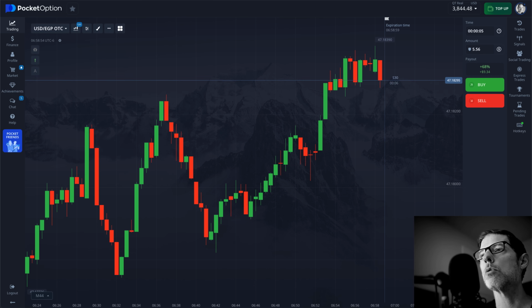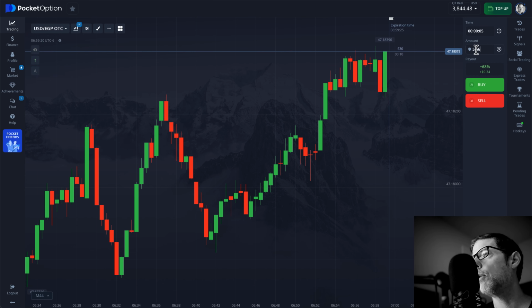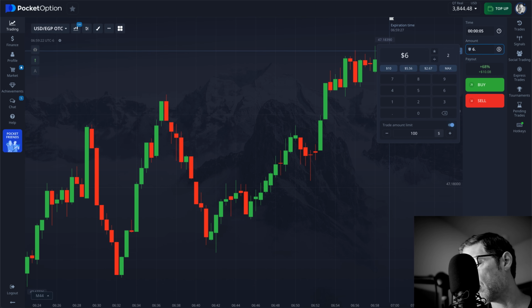That's why we have tools like the Trade Manager that give us the exact trade amounts, right down to the penny. So we don't pay more than we need to, and the trade amounts are just enough to help us stay in profit. That's the beauty behind this. The first trade amount you can see right here, I've entered in my initial capital. The first trade amount is 267. So let's go ahead over to Pocket Option and enter that in, 267.